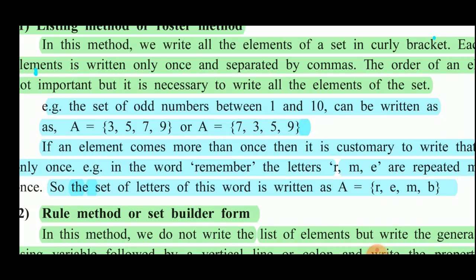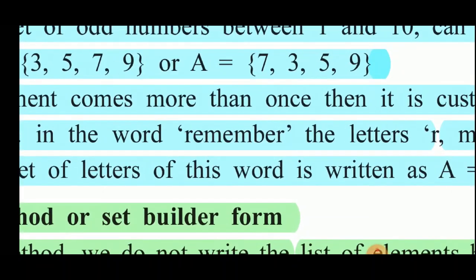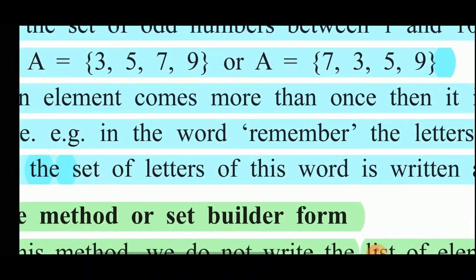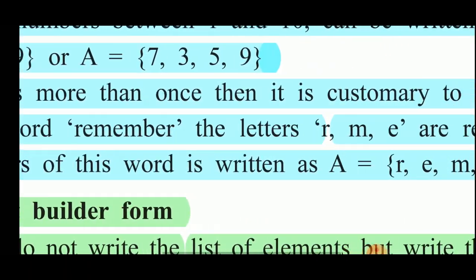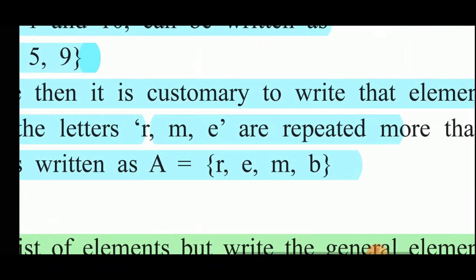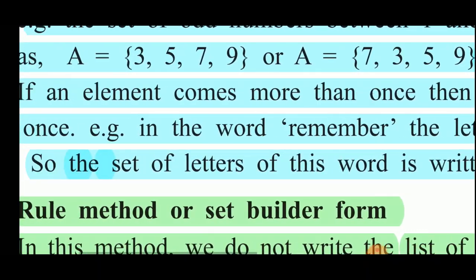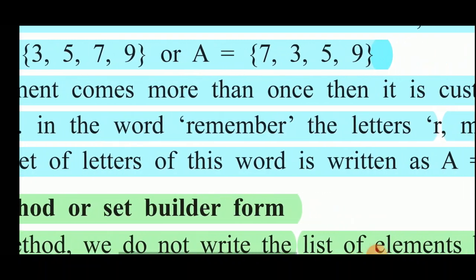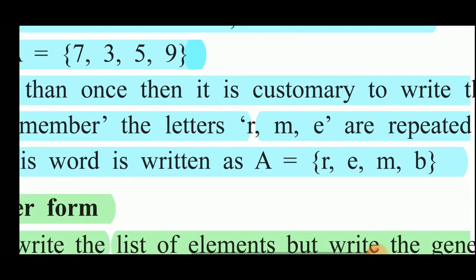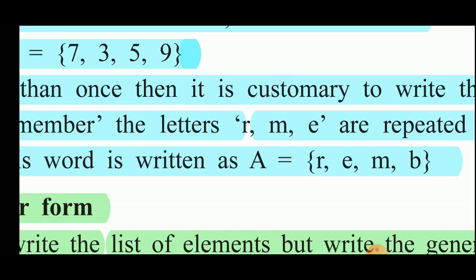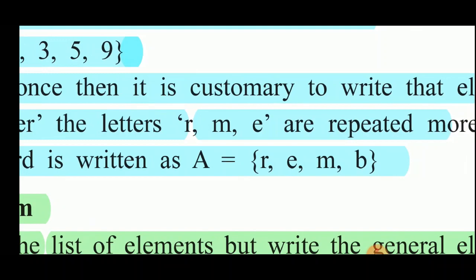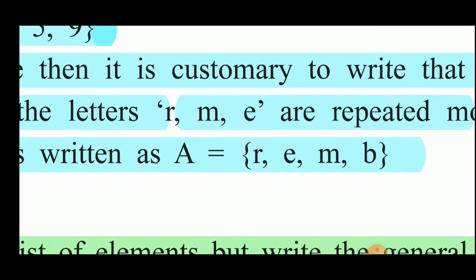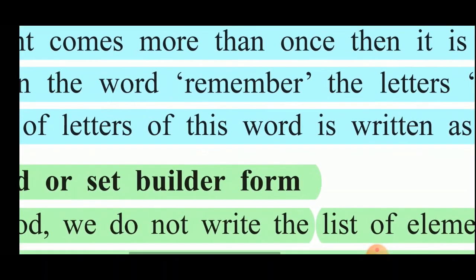Now, if an element comes more than once, then it is customary to write it down only once. For example, one more example you see here: remember. If you are writing down the set of letters in the word remember, the letters R, M, E are repeated more than once. So the set of letters of the word is written as A = {R, E, M, B}. Means R, M, E, though repeated, will be written down only once. The set A will have only 4 elements: R, E, M and B. I hope it's clear to all of you now.